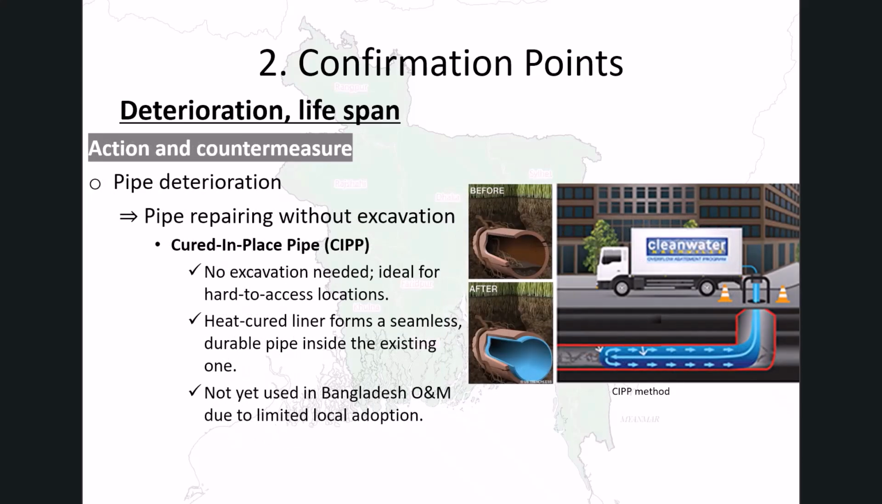SIP is a trenchless rehabilitation technology that repairs pipelines without excavation. A resin-impregnated liner is inserted into the existing pipe and cured to form a new, seamless pipe inside. This method minimizes road disruption, noise, and construction time. Although not yet widely applied in Bangladesh for O&M, it is expected to become increasingly important in urban areas.